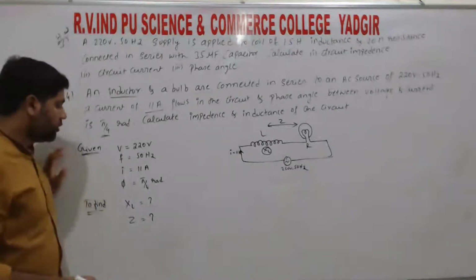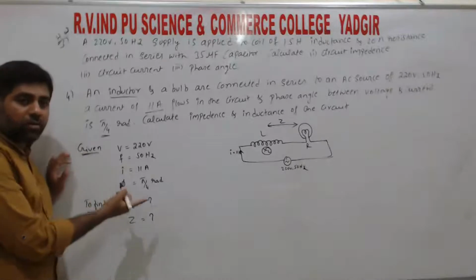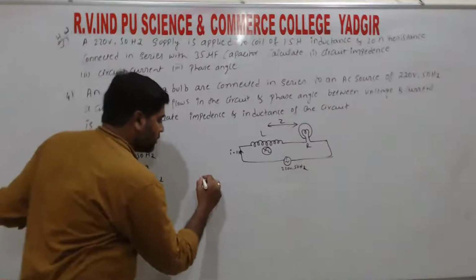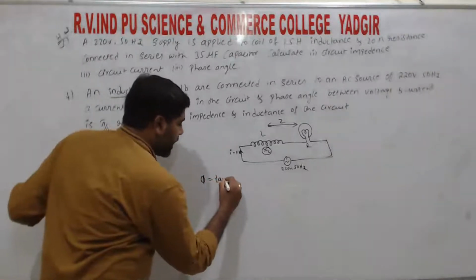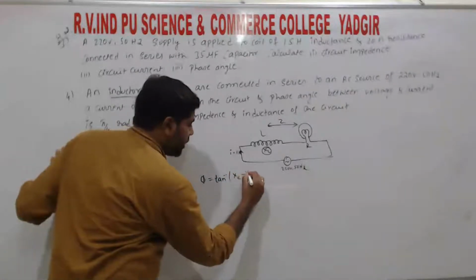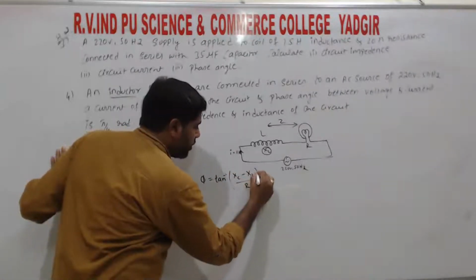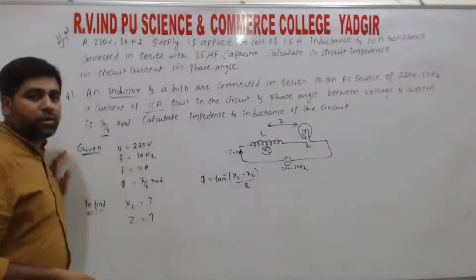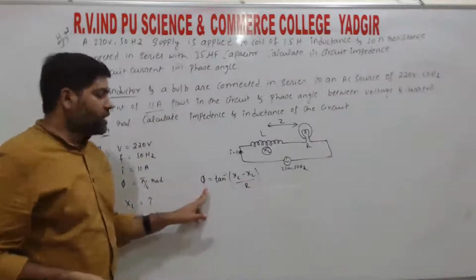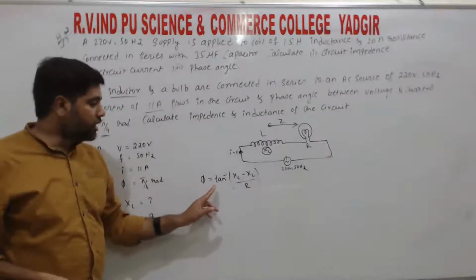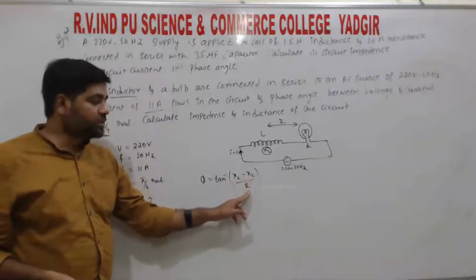Since the phase angle is given, we have a formula, that is phi is equal to tan inverse of (XC minus XL) divided by R. This is the phase angle. To find the phase angle, we have the relation tan inverse of (XC minus XL) divided by R.